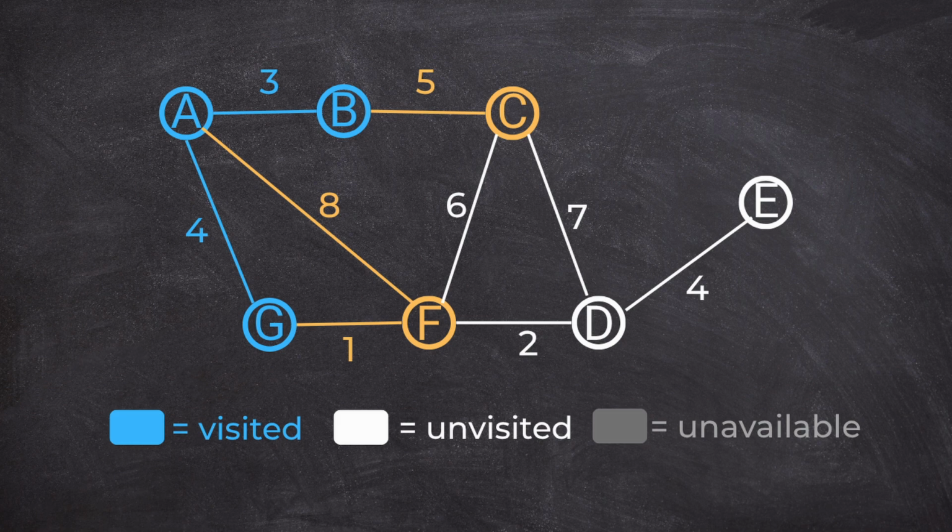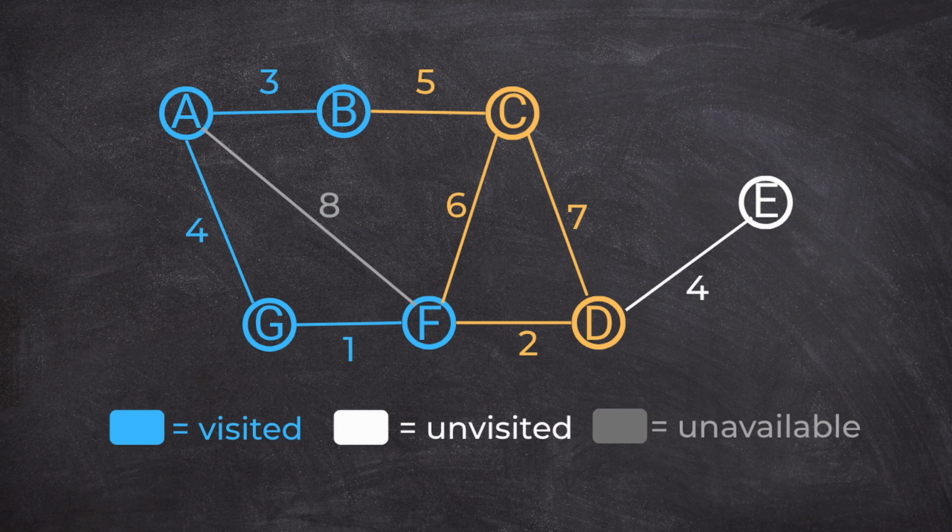The smallest is G to F. Pick that. Mark F as visited. Notice after picking G to F, some edges become unavailable because they're now connected to visited nodes. Always pick the edge connecting a visited node to an unvisited node.